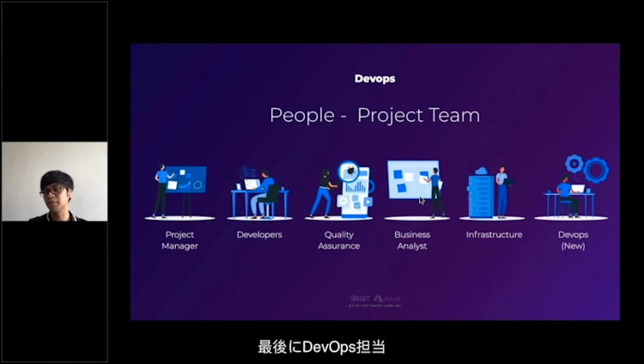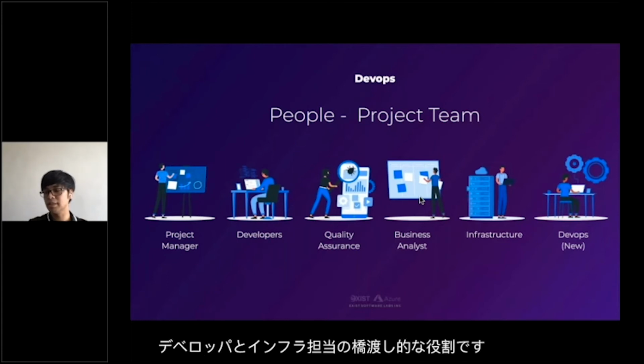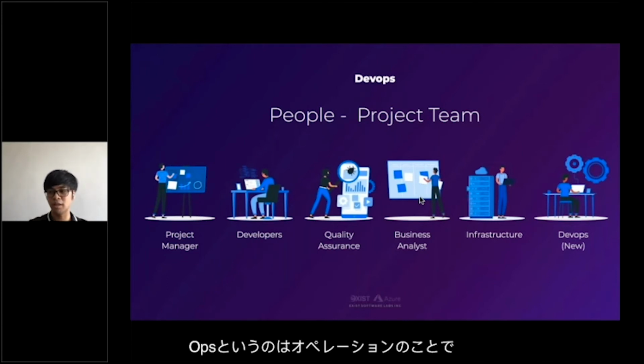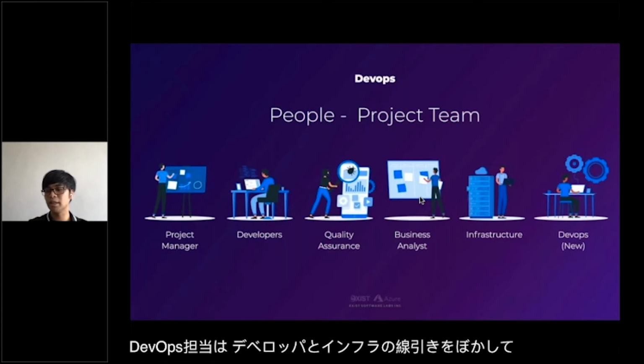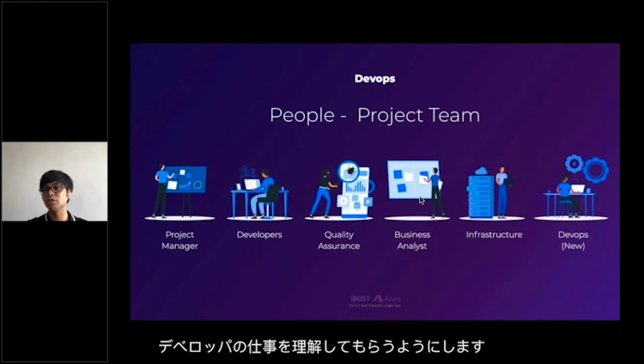Then lastly is your DevOps. So DevOps is a new position here or a new participant in your project team. So basically, he is the bridge between your developers and your infrastructure. So your ops or your operations actually corresponds to your infrastructure, your network guys, those roles. So he blurs the line between developers and infrastructure, making sure that developers understand what the infrastructure guys are doing. The infrastructure guys make sure that they also understand what the developers are trying to do.